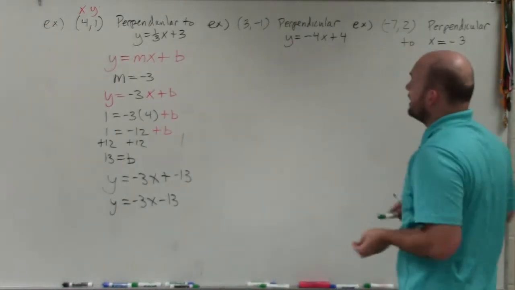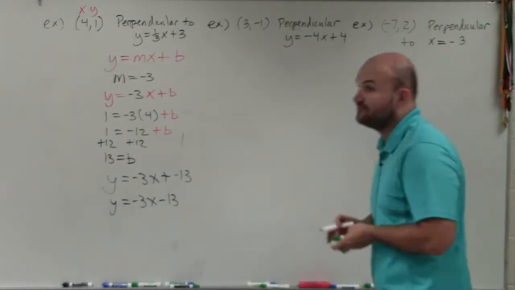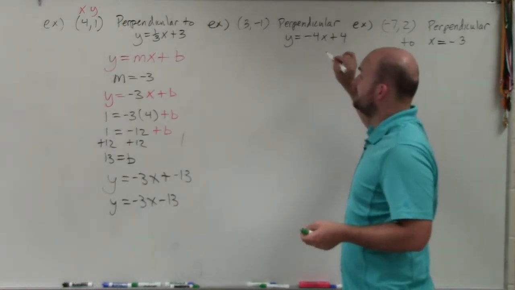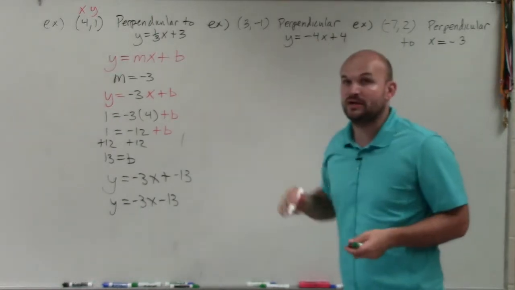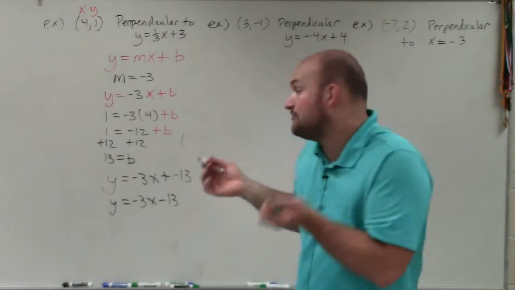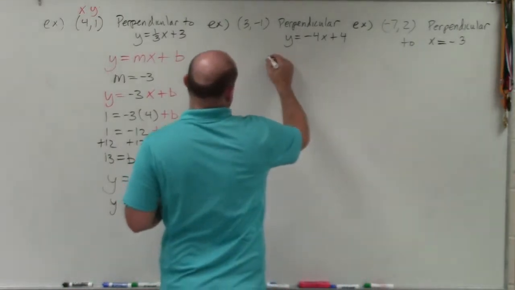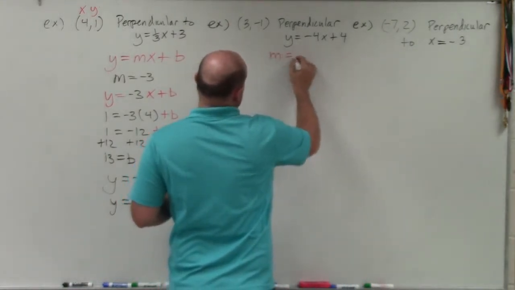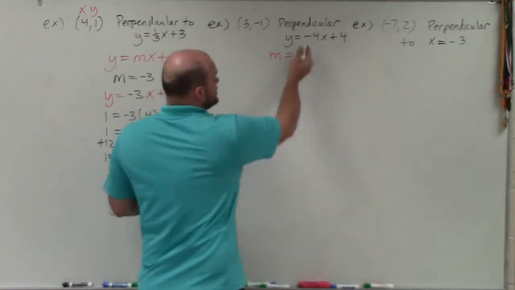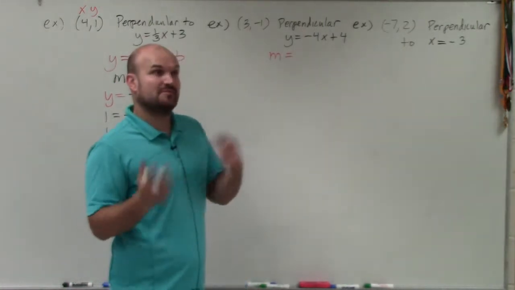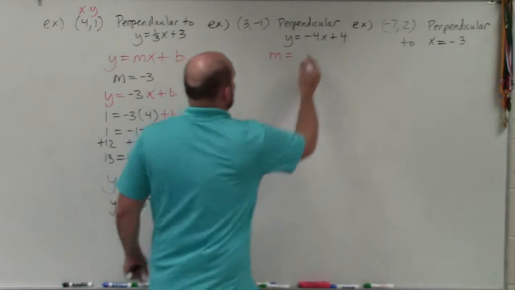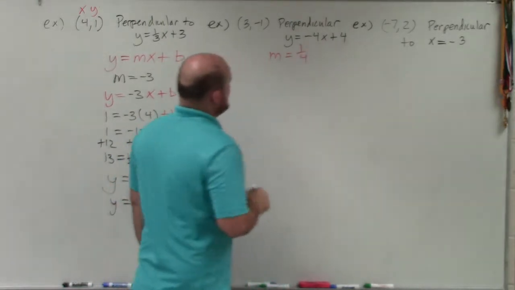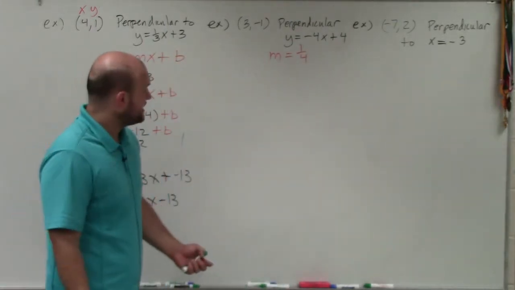In the next example here, I have y equals -4x plus 4. We want to write an equation that's perpendicular to that and goes through the point (3, -1). So again, the first important thing when dealing with this is to identify my new slope. If that's -4, then the opposite would be positive, and the reciprocal would be 1/4. So I have m equals 1/4 as my new slope.